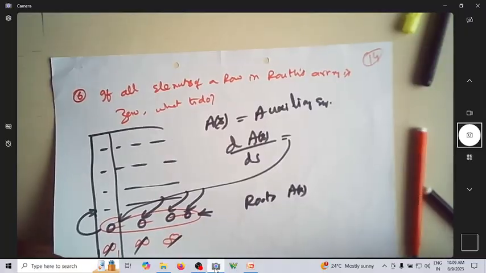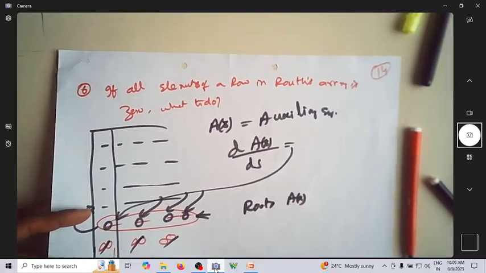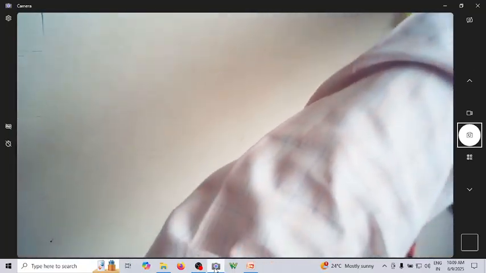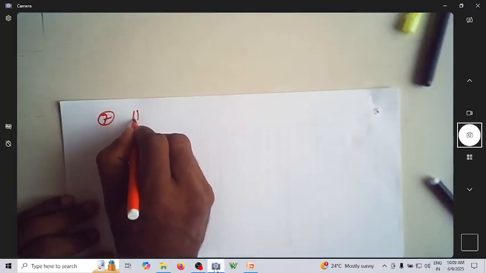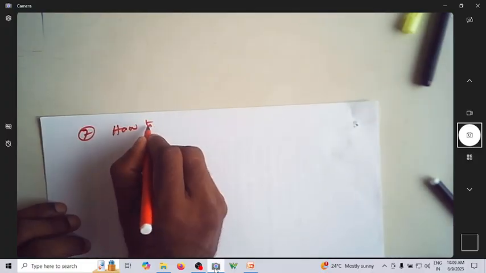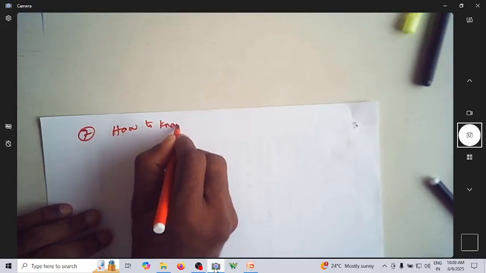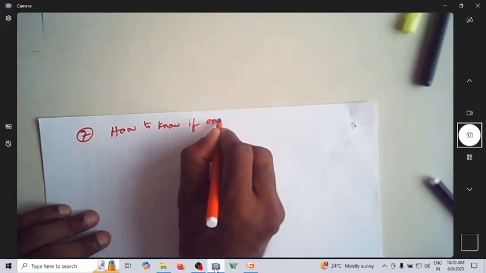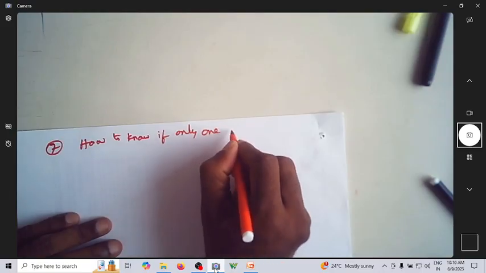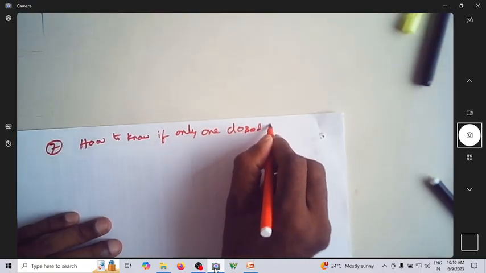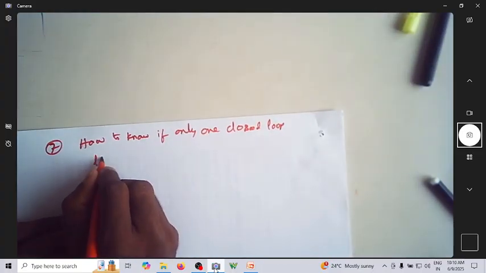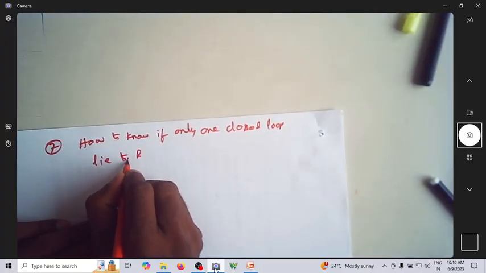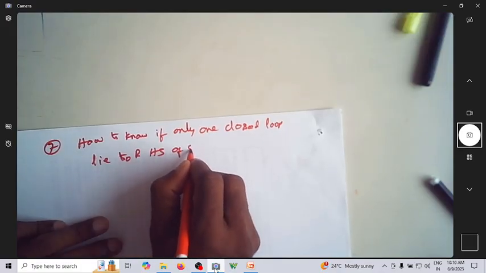Yeah. So what next? How do we get to know if there is only one pole on the right hand side? So this is the seventh question: how to know if only one closed loop pole lies on the right hand side of the s plane?